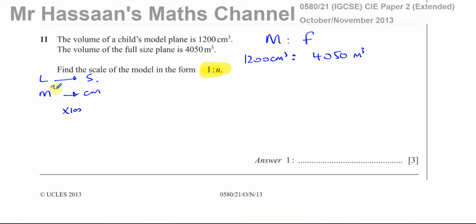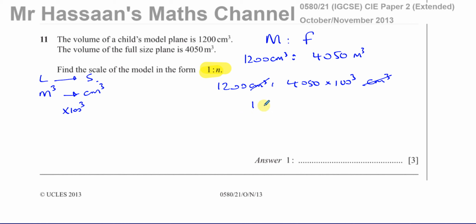However, when we're going from meters cubed to centimeters cubed, you must cube that conversion. So 4,050 meters cubed has to be multiplied by 100 cubed to give us the same number in centimeters cubed. So we have 1,200 centimeters cubed, and this is to 4,050 times 100 cubed centimeters cubed. Now we have the same unit, so I can get rid of the units. With the scale, there's no unit, so you have to make sure when you write that in this form, there's no unit.